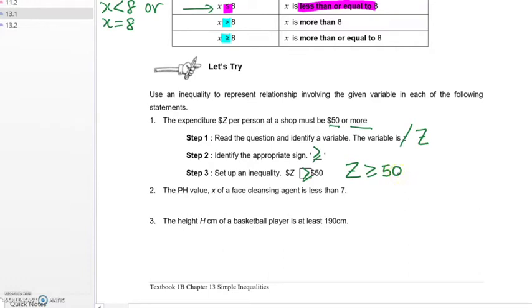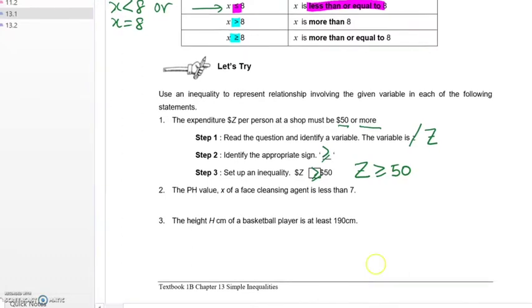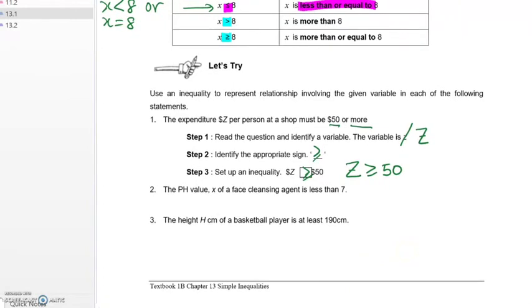Okay, so let's try question 2. The pH value X of a face cleansing agent is less than 7. So in this case, 7 is not less than 7, so we do not include the equal sign at the bottom. Therefore, we will just have X is less than 7 with no equal sign or no dash at the bottom of the less than symbol.